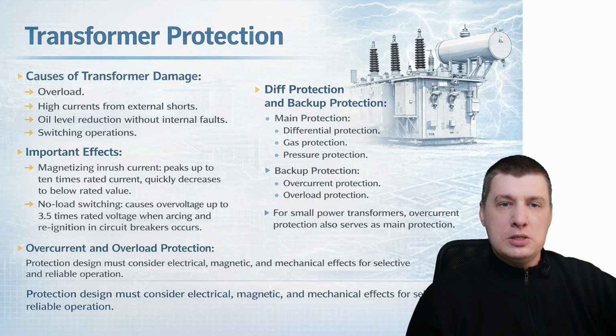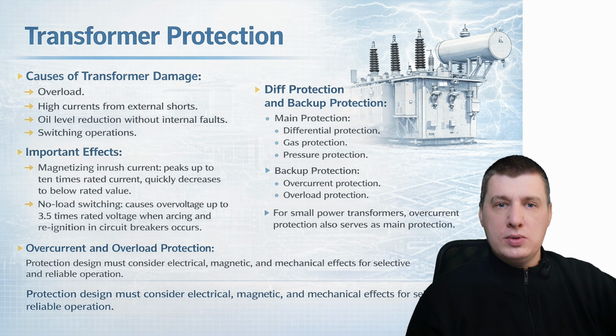One key phenomenon is magnetizing inrush current. When the transformer is energized, a large magnetizing current follows. The peak value often reaches up to 10 times the rated current. This current decreases fast. After about 0.3 to 0.5 seconds, the current falls below the rated value.